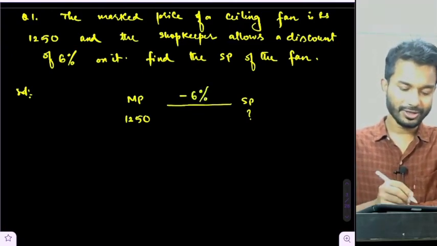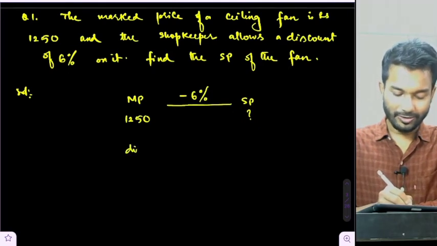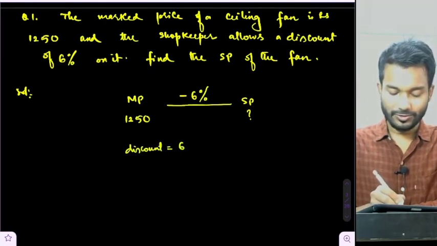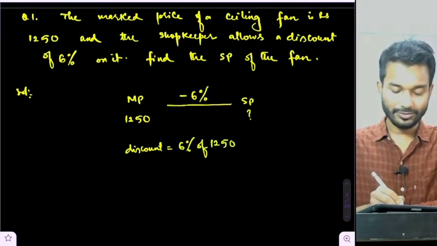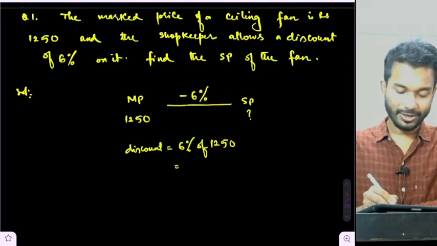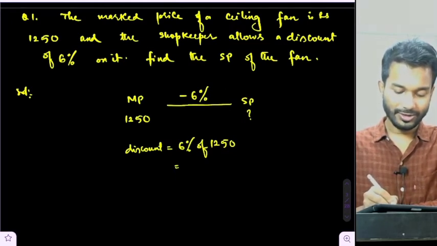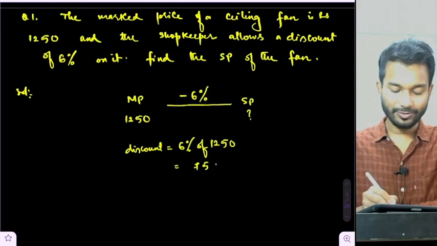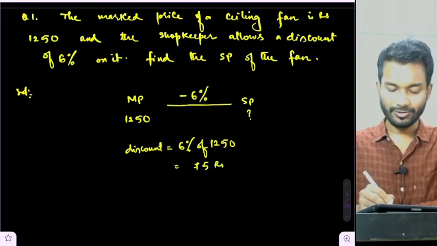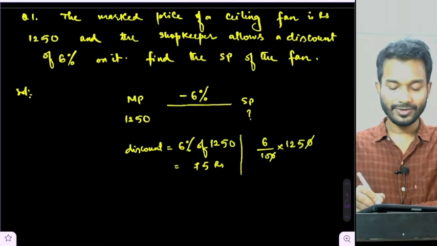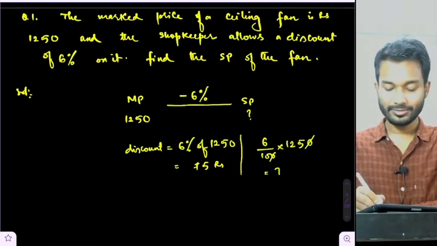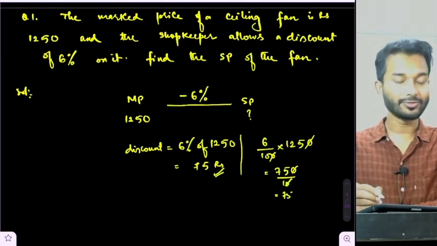Many ways we can solve this question. So discount is equal to how much first of all? Discount is 6% of 1250. So 10% will be 12.5. So 72 plus 3 will be 75 rupees discount we will get. I hope you have understood how I got 75. This is 6 by 100 of 1250. The 00 cancel out. This will be 750 divided by 10. 750 by 10 will be 75 rupees. So that 75 rupees I am writing.